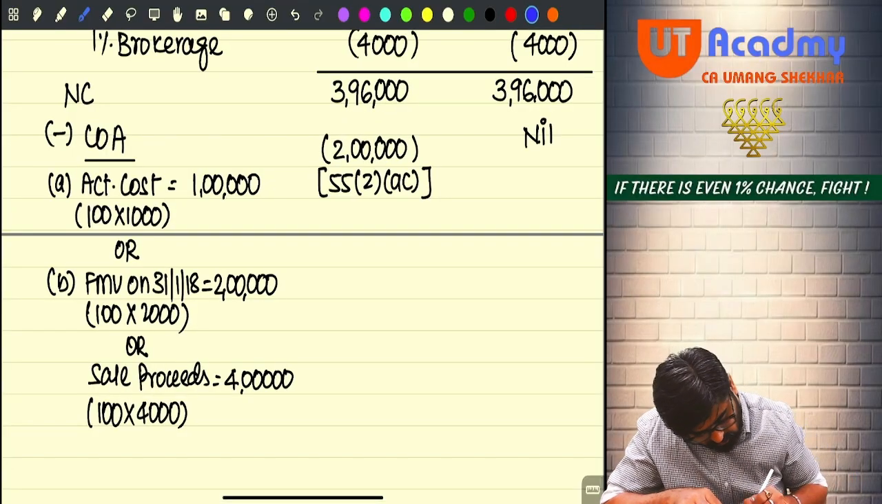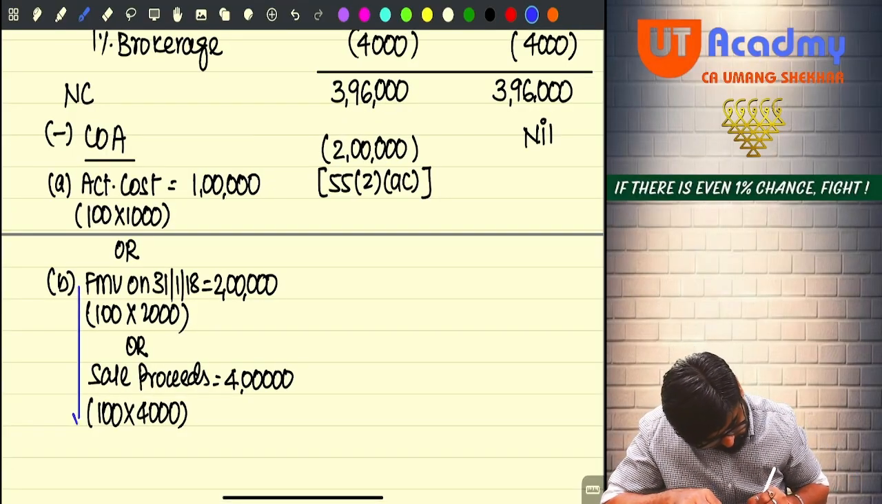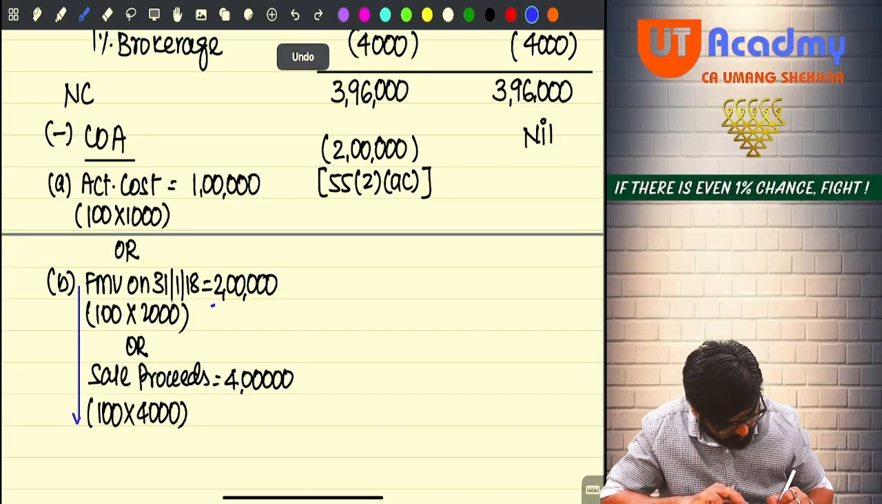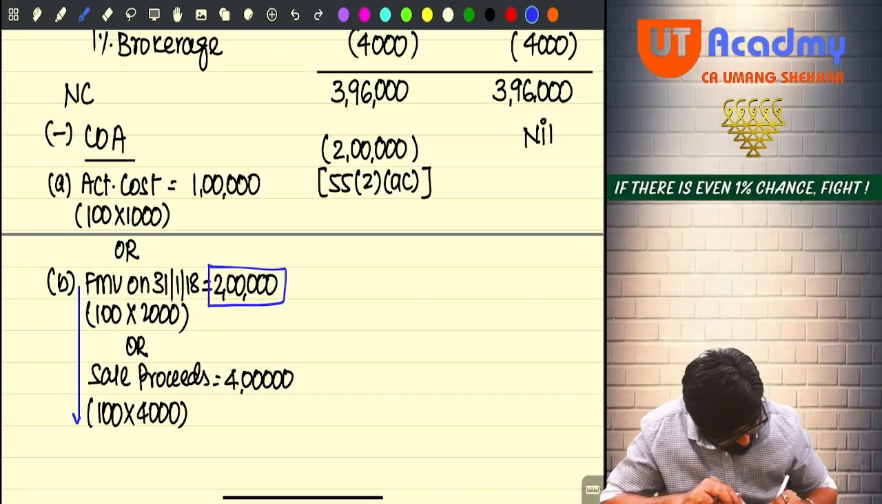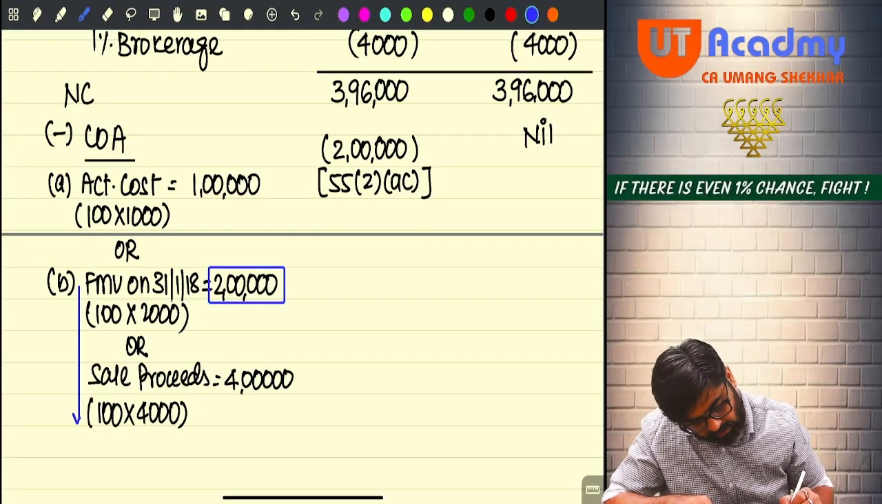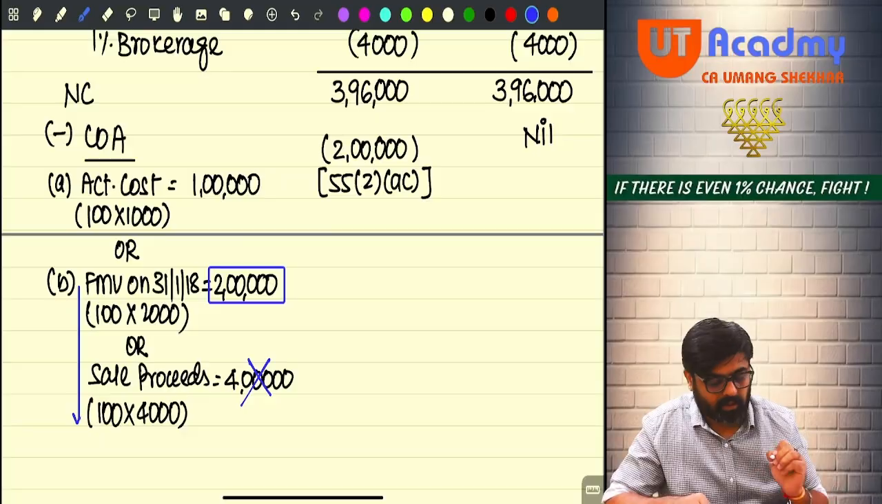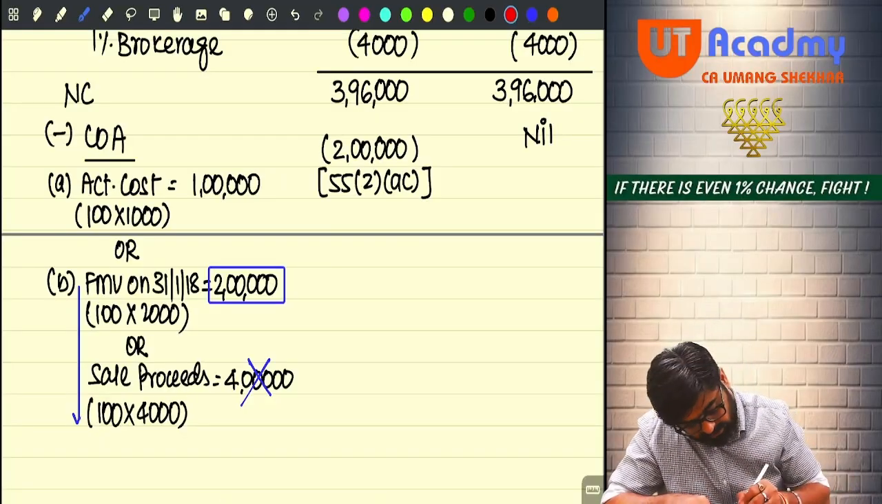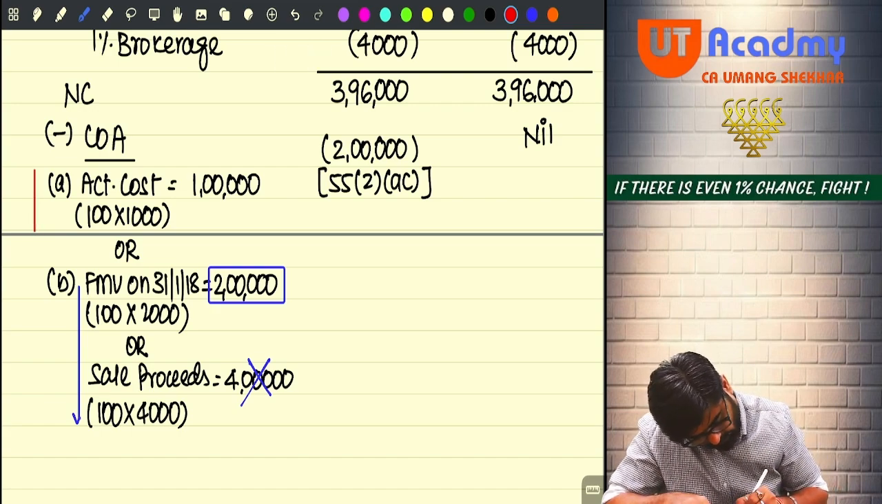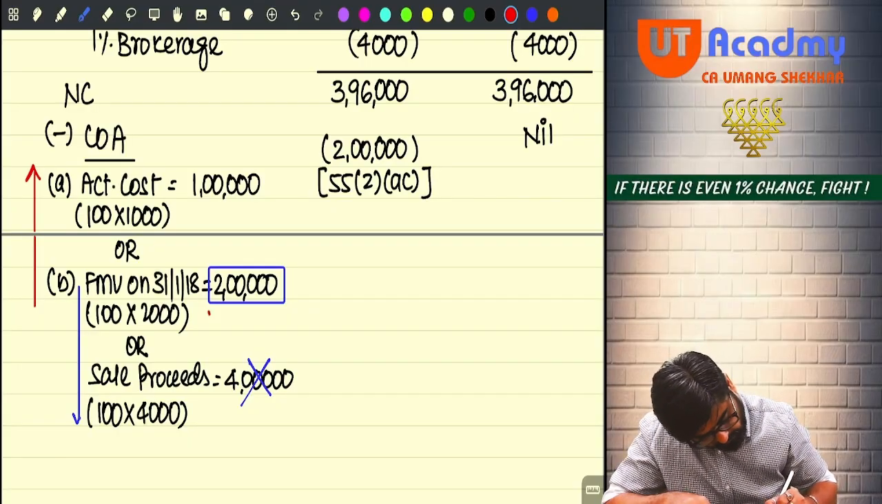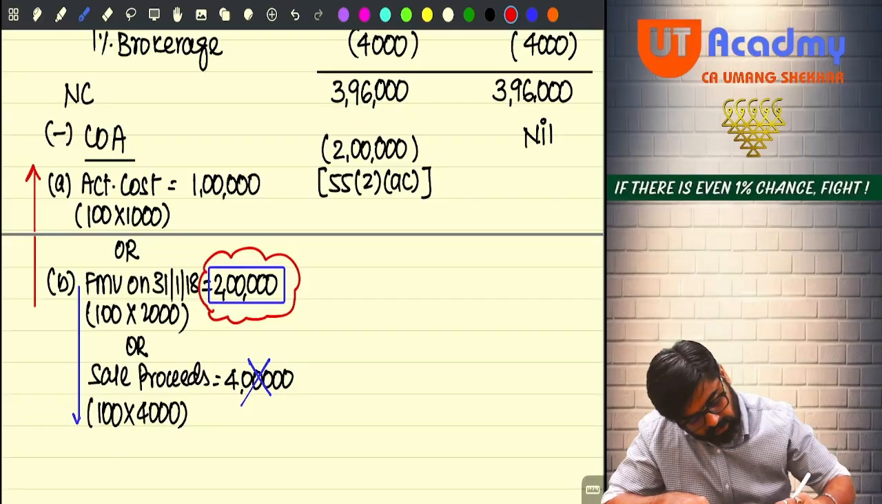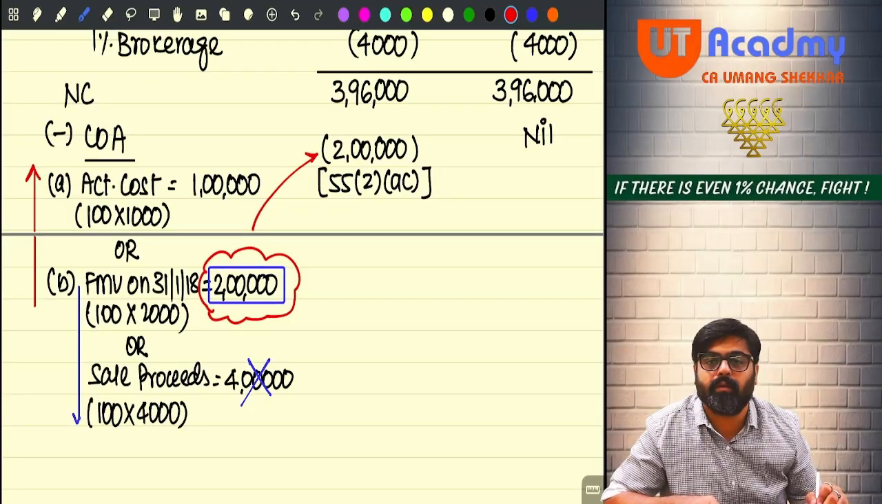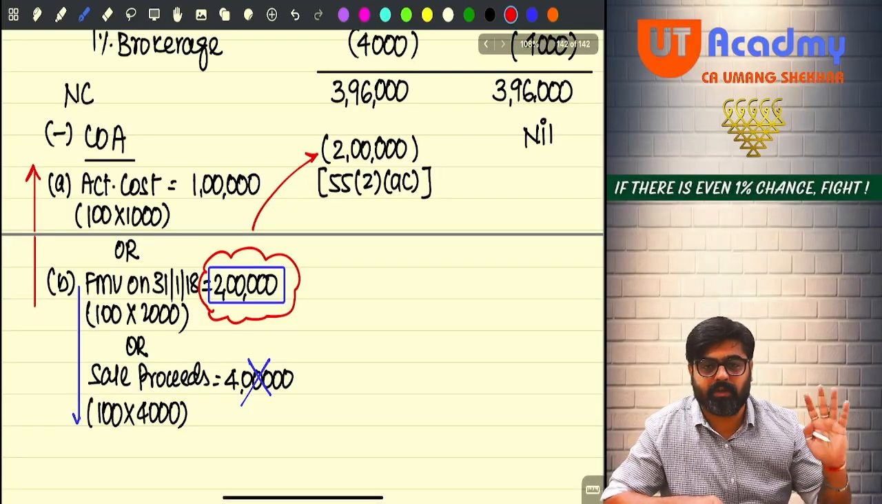So what I'll do, whichever is lower here, that is 2 lakhs only. Okay. Now this 2 lakh, I will ignore this 4 lakh then. Okay. 2 lakh or 1 lakh, whichever is higher. So higher is 2 lakh only, which I am taking as cost over here. Got it, sir? And cost of the bonus shares is nil.